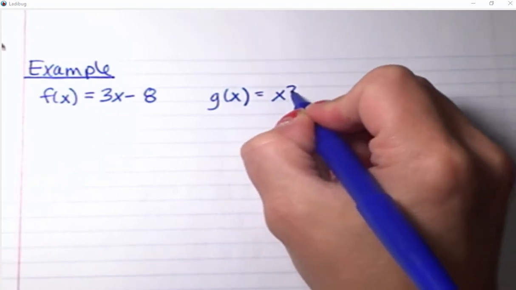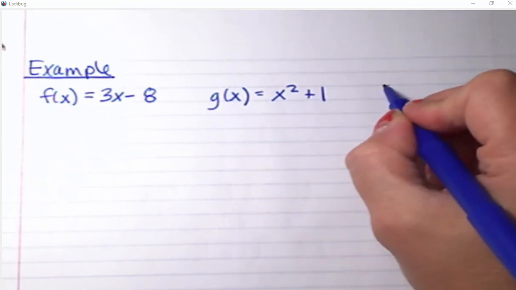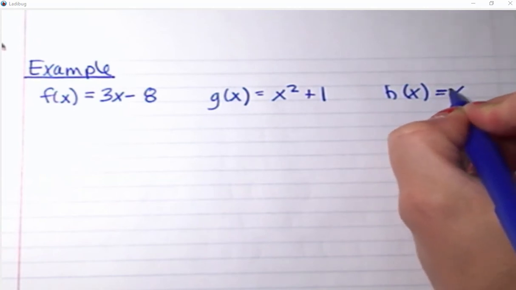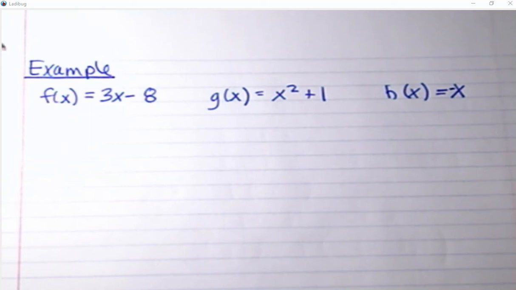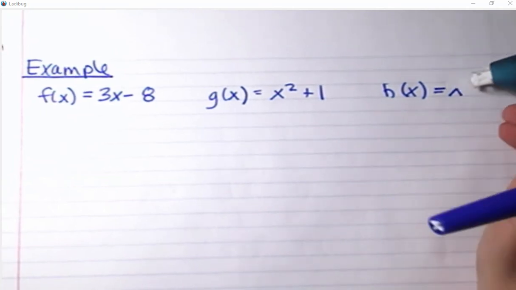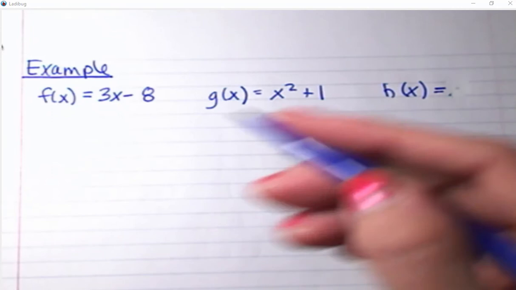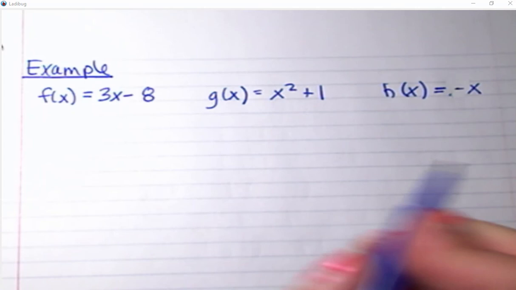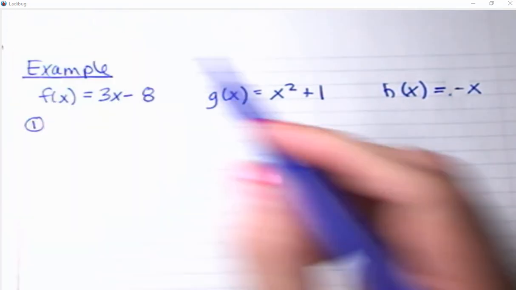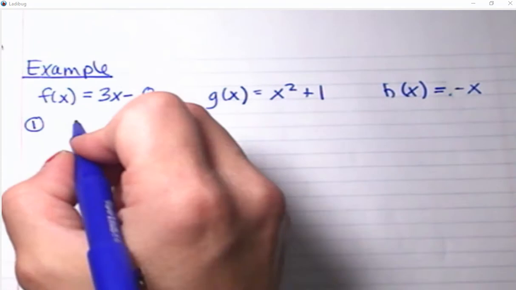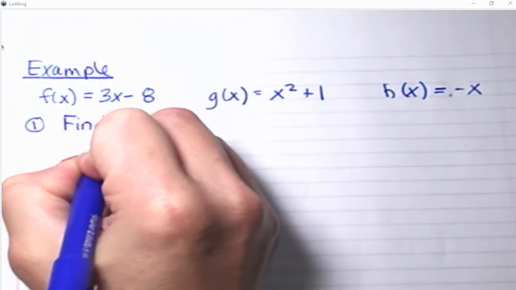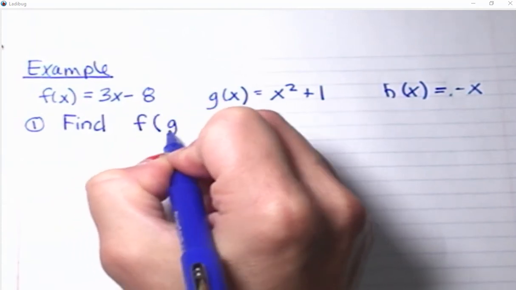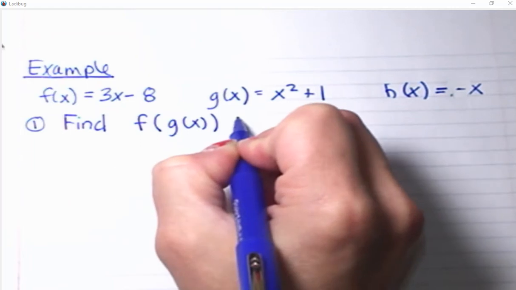Okay, x squared plus 1. So I'm giving you 3 different functions, and we're going to do the composition in different orders and different combinations. Okay, find f of g of x.